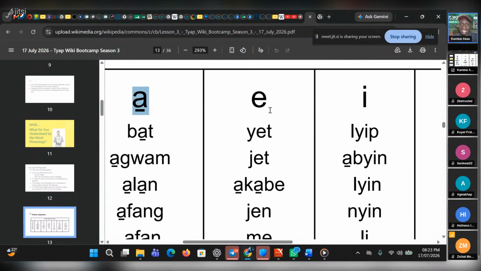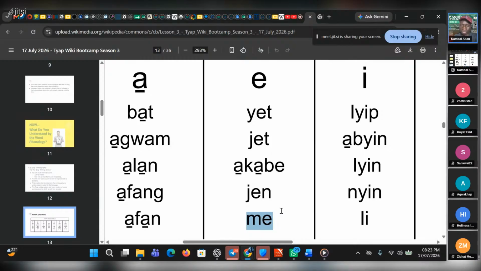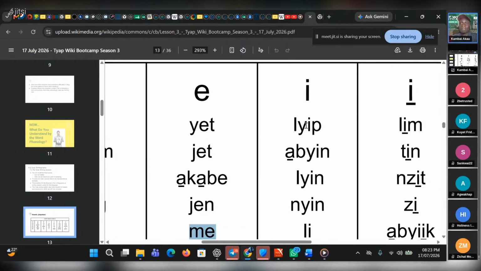And then we have the A sound, and under this A we have yet, we have jet, we have akabe. Akabe is like a bet or a covenant, and then we have gen, which is time, and then we have may, which is like even, if, or even. I don't know how to explain it.